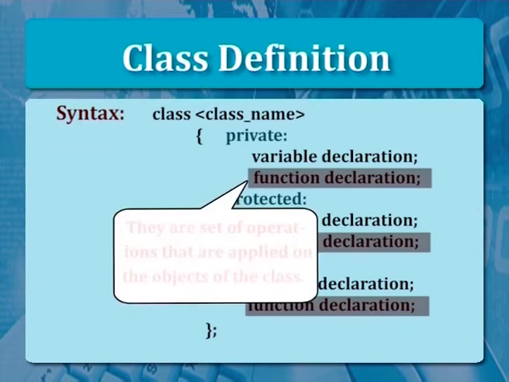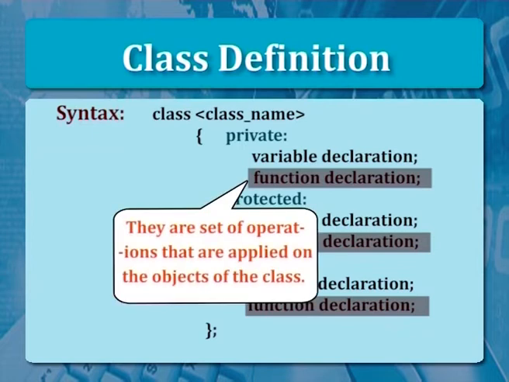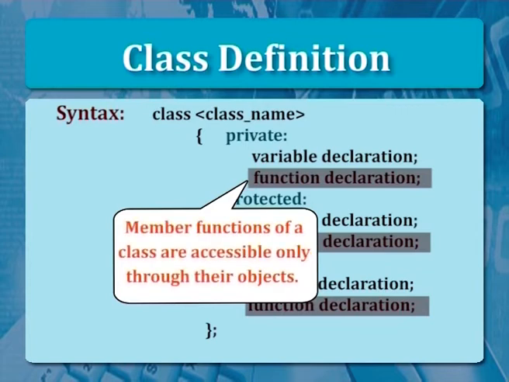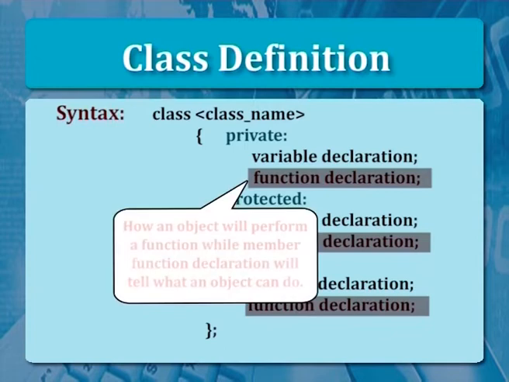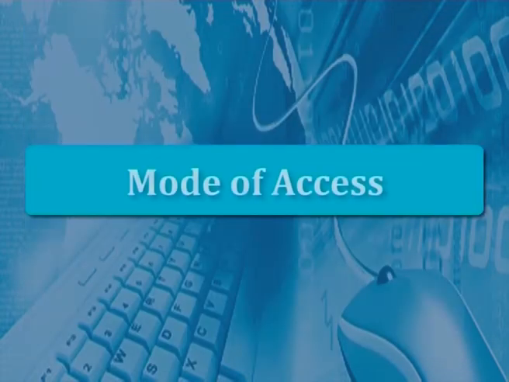Member functions are the set of operations that are applied on the objects of the class. In other words, member functions of a class are accessible only through their objects. The definition of a member function tells how an object will perform a function, while the member function declaration tells what an object can do.